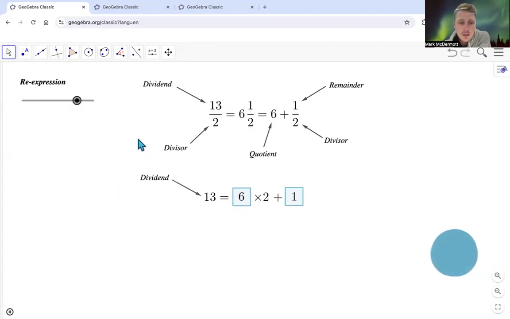But let's have a look at this situation here. This 13 is obviously the same as that 13. It's the dividend. This is the quotient. This is the divisor, and this is the remainder. Okay, because what we're going to do now is take all these terms and these ideas into polynomial long division. And we'll look at an example of how we can do it a little bit quicker and more efficiently than by doing the long division. So let me show you what I mean.